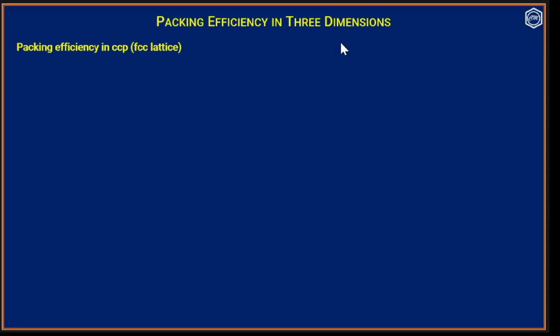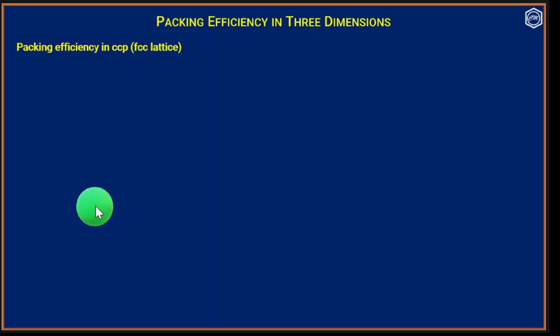Packing efficiency in 3 dimensions. First, we will consider the packing efficiency in the cubic close-packed structure. In whatever way the constituent particles, atoms, molecules, or ions are packed, there will always be some free space in the form of voids. Packing efficiency is the percentage of total space filled by particles. We will now calculate the packing efficiency in different structures. First, let us consider the cubic close-packed structure.